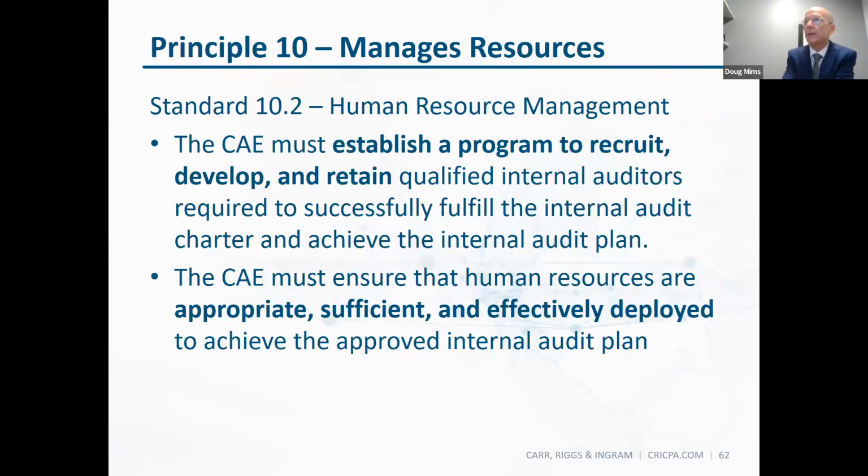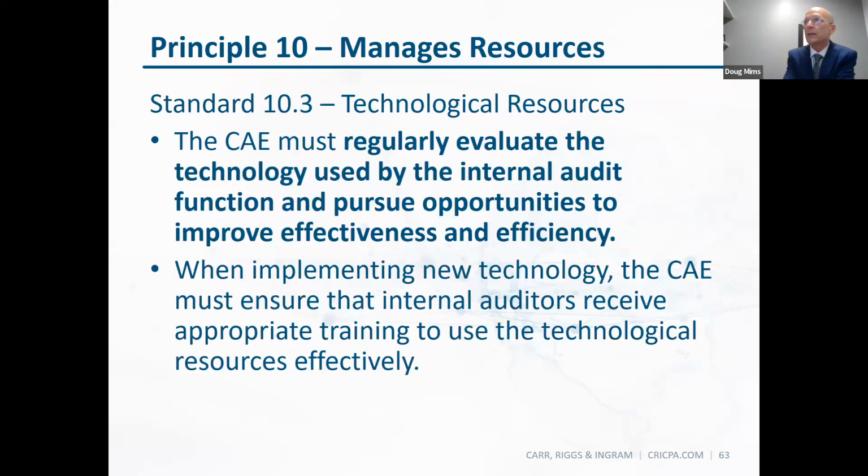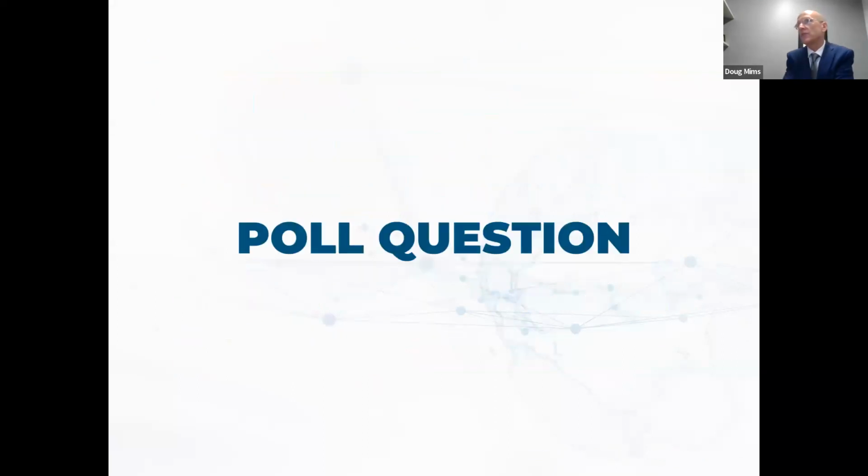Human resource management. The CAE must establish a program to recruit, develop, and retain. They also must ensure that their HR resources are appropriate, sufficient, and effectively deployed. So those things are actually in the standard regarding HR. You have to recruit, develop, and retain, and then make sure you've got appropriate resources on an ongoing basis. Technological resources: the CAE must regularly evaluate IT tools. Make sure you have the right technologies to operate efficiently and effectively. So that's Standard 10.3. And we're to the fourth poll question.